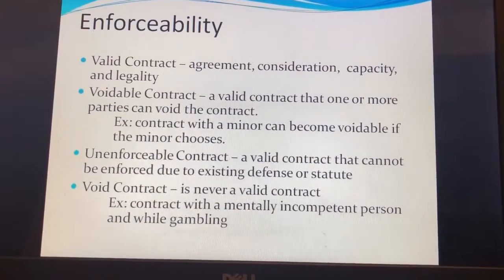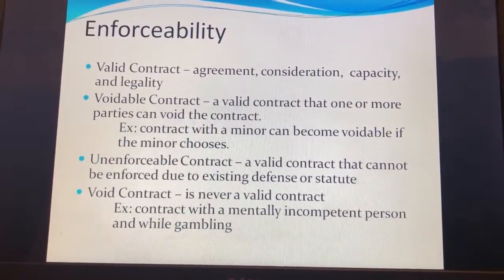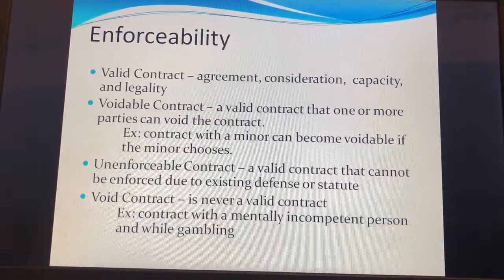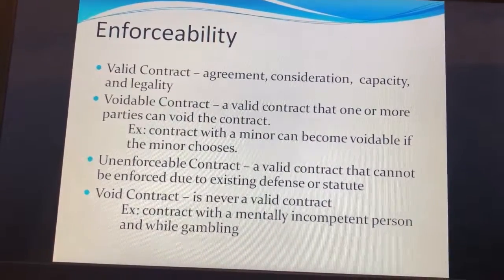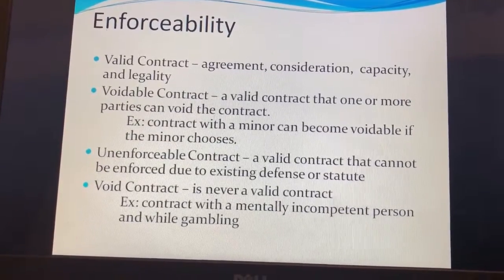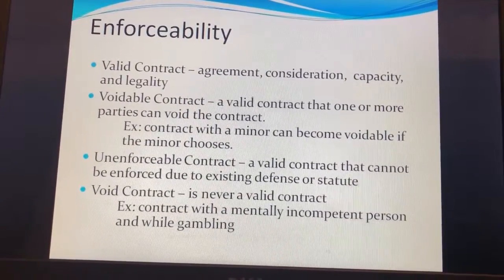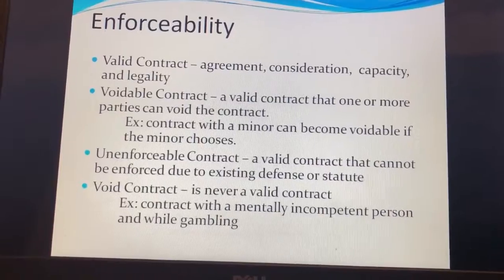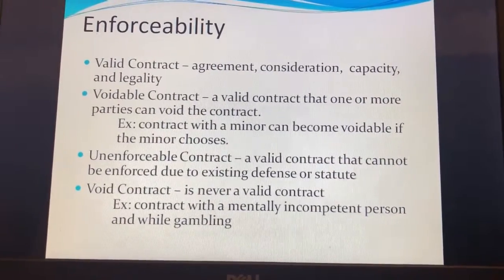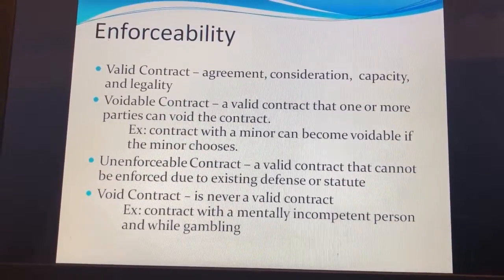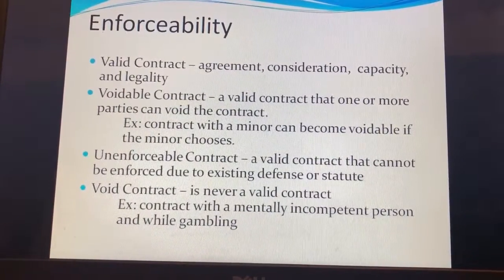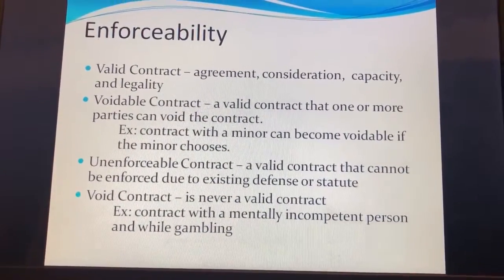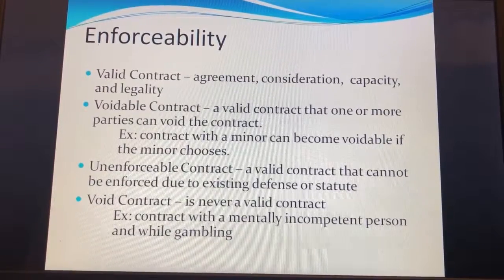An unenforceable contract is a valid contract that cannot be enforced due to a defense or statute. A void contract, on the other hand, is never a valid contract. Examples include making contracts while gambling, or if a court determines a contract was made with a mentally incompetent person.